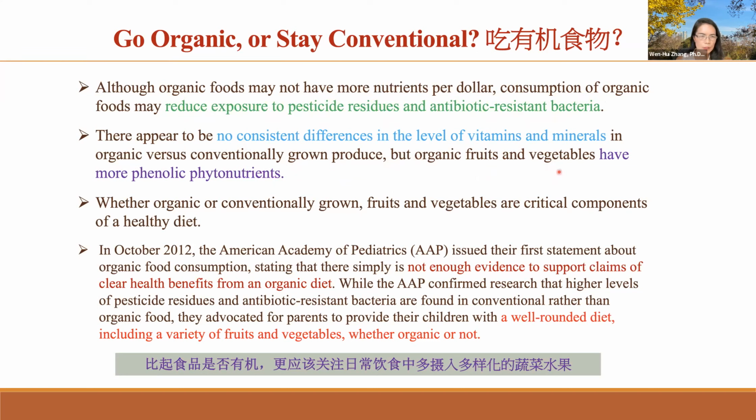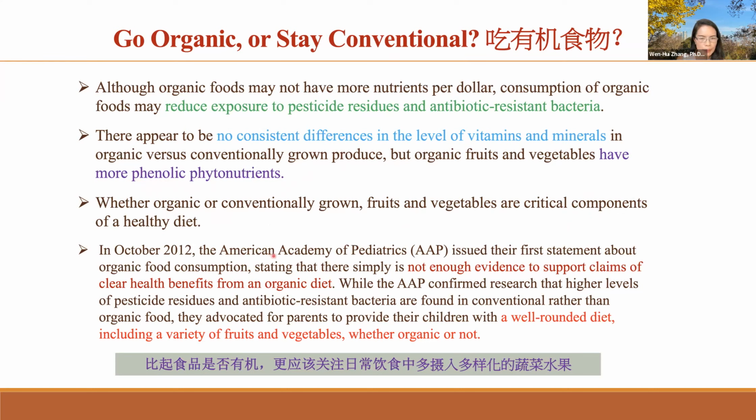Organic fruits and vegetables may have more phytonutrients, antioxidants, and phenolic compounds, but per dollar it may not. So whether organically or conventionally grown, fruits and vegetables are always critical parts of a healthy diet.